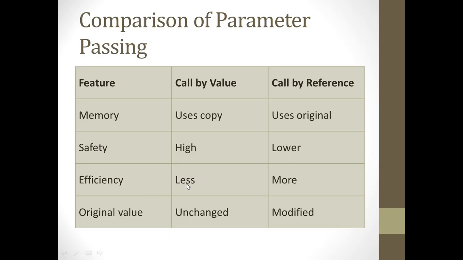Then for efficiency, call by value is less efficient because it duplicates data, therefore taking more memory. Why this one is more efficient is because both the function and the caller have access to the same memory. Then for call by value, the original value is not changed, while in this case the original value is changed.